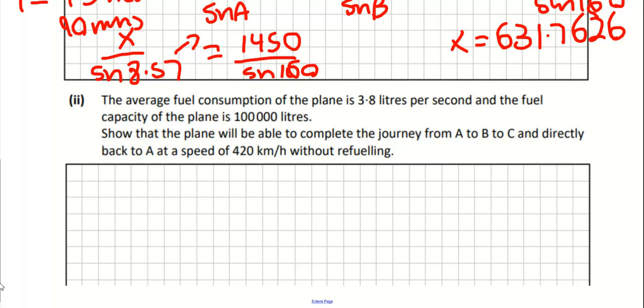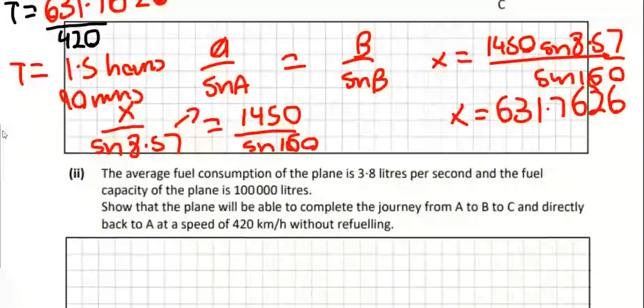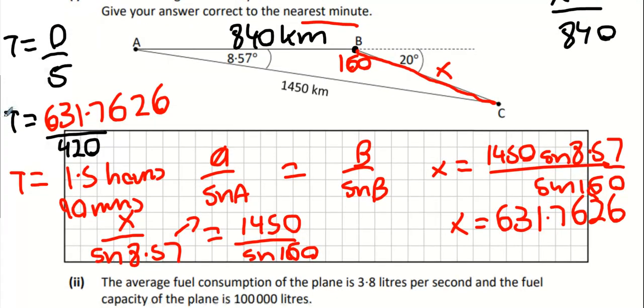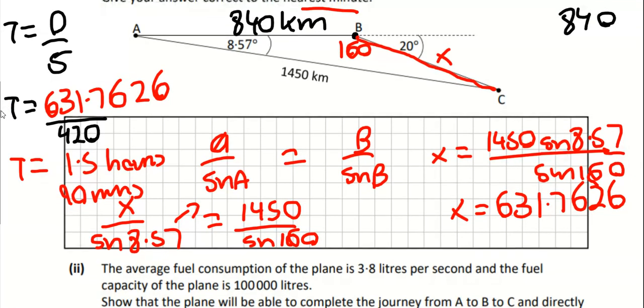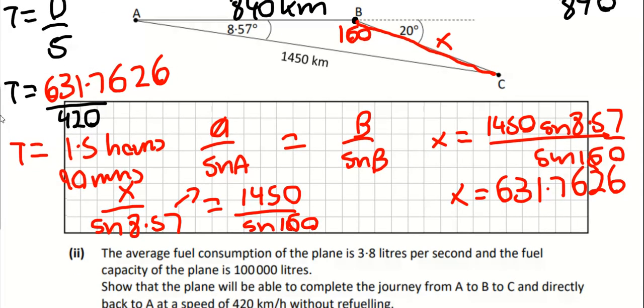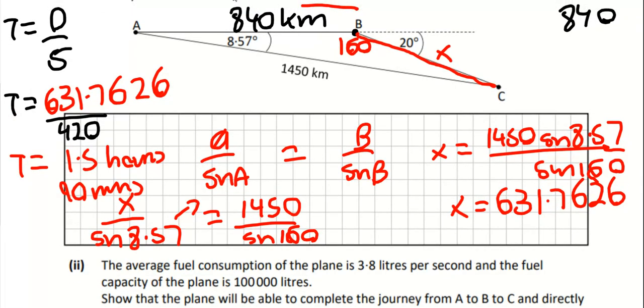Now, the average fuel consumption of the plane is 3.8 litres per second, and the fuel capacity of the plane is 100 litres. Show that the plane will be able to complete the journey from A to B to C and directly back to A at the speed of 420 without refueling. Okay, so I think it wants me to get the total time. I'll just do the total time here. I'm going to add up all three sides together and just do it all in one go.